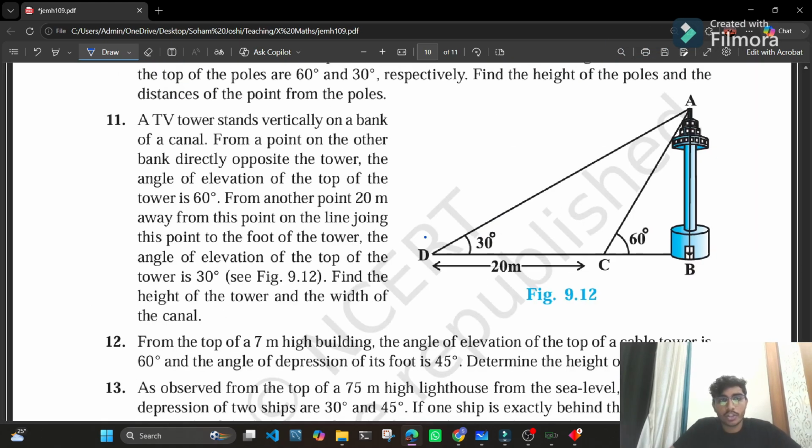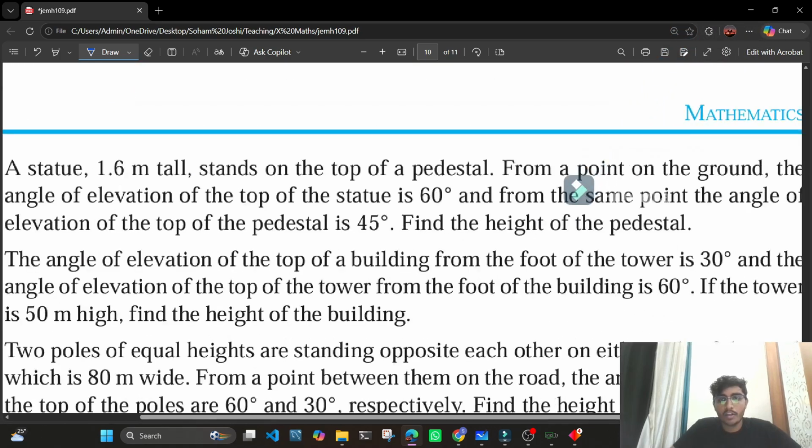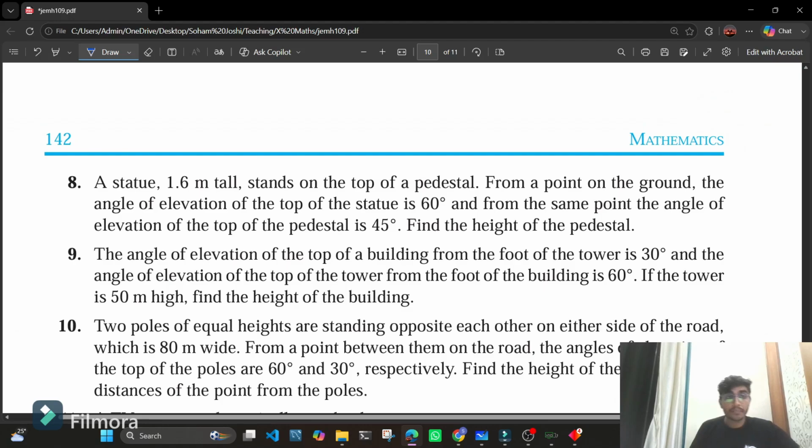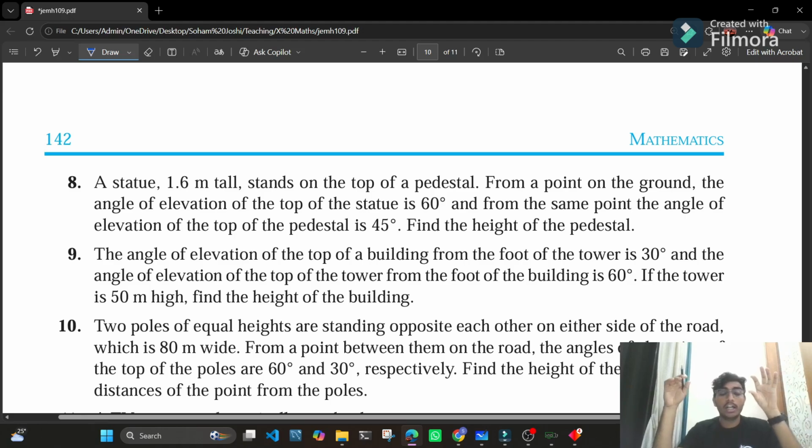Okay. So now we will solve one of the questions from the textbook. We shall be solving question number 8. Firstly, we'll read the question carefully, write all the given data, and then solve it.